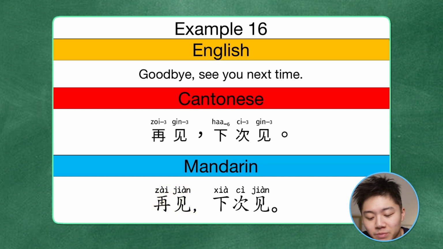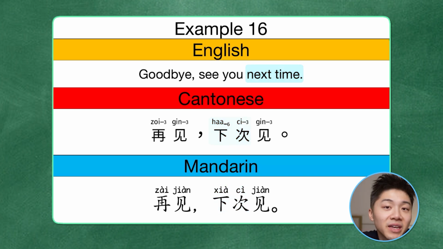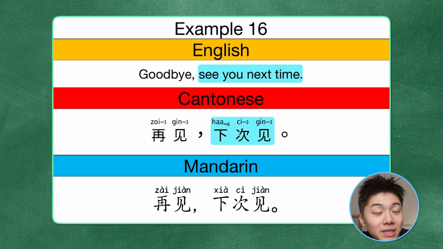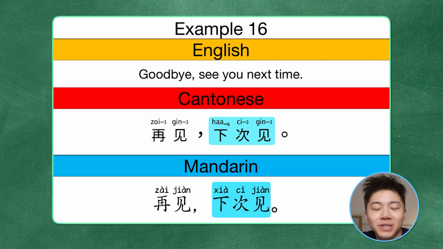And then this next part is basically just filler words at the end. 下次 means next time in Mandarin, 下次. And then 見 means see again. So see you next time. Basically saying the same thing twice, just in different ways. 下次見 means see you next time. Basically saying goodbye, but technically goodbye is 再見, literally translated. So anyway, 下次見, see you next time.